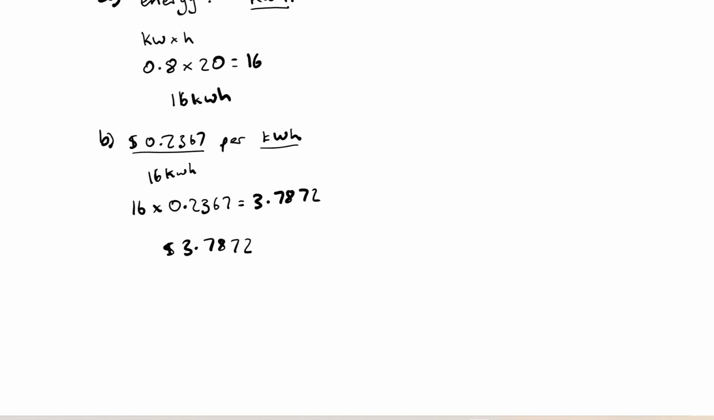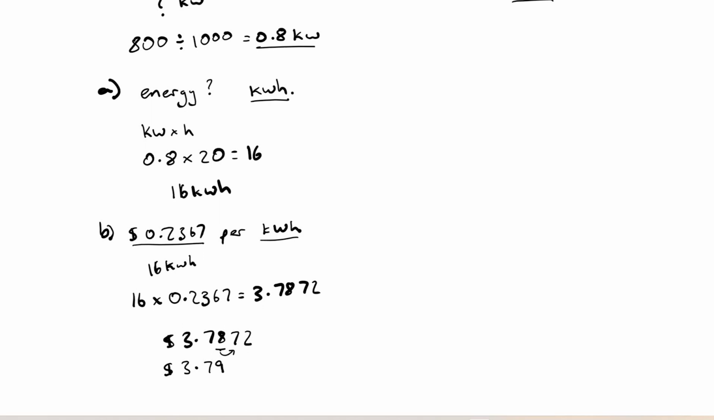Obviously, you can't give fractions of a cent, so we'd have to round that. We have to round the 8 because we're in cents. So we look at the number before it. Is 7 more or less than 5? It's more, so we have to round the 8 up. So it's $3.79. That's how much it costs us to run his microwave per week.